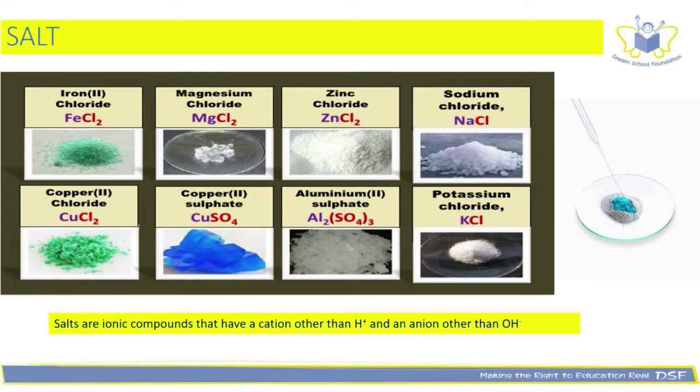Salts are ionic compounds that have a cation other than H plus and an anion other than OH minus. You can look at different examples out here. They are crystalline and some are water soluble. They are good conductors of electricity. Salts like sodium chloride can be used as a preservative and to produce other chemical substances.